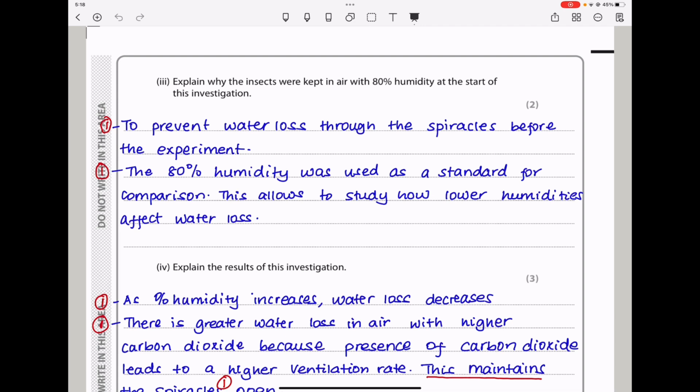Here they say, explain why the insects were kept in air with 80% humidity at the start of this investigation. So I said, to prevent water loss through the spiracles before the experiment, the 80% humidity was used as a standard for comparison, and this allows us to study how lower humidities affect water loss.